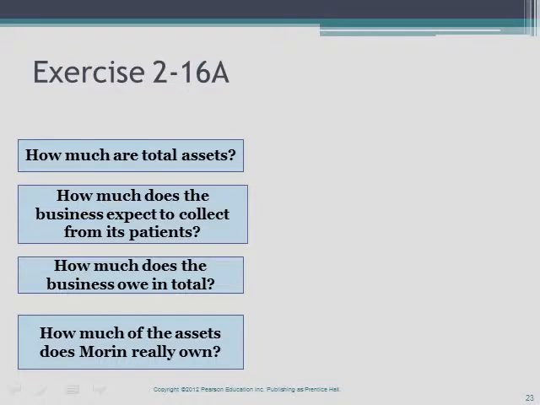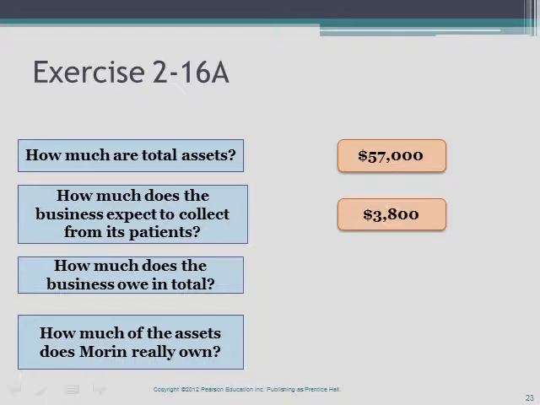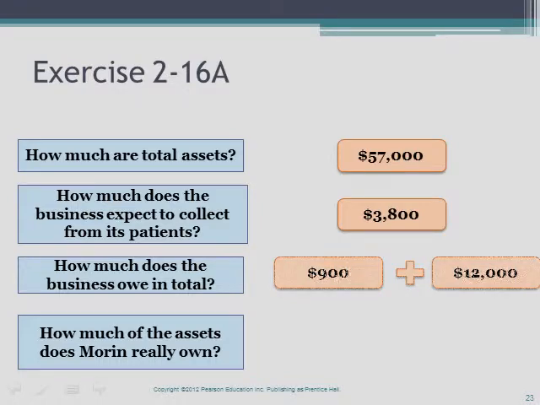After completing the analysis, answer these questions about the business. How much are total assets? And we saw that they're $57,000 earlier. How much does the business expect to collect from patients? We expect to collect $3,800, which is the balance of accounts receivable. How much does the business owe in total? Well, in total, the business owes the amount recorded to the accounts payable account and the notes payable account. And so when we add those two up, we should get $12,900.